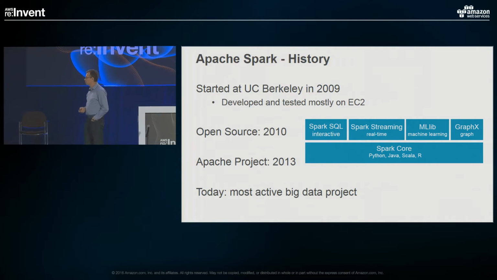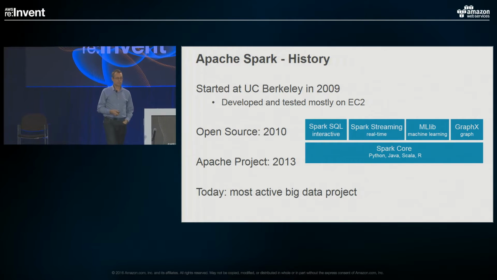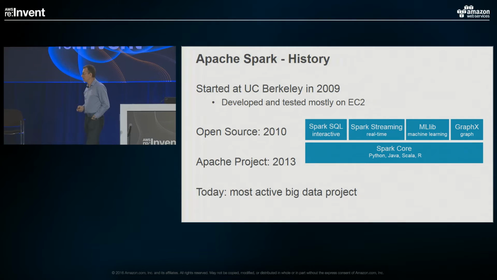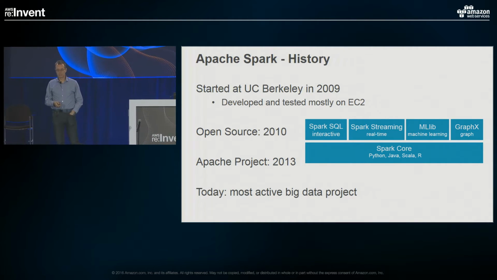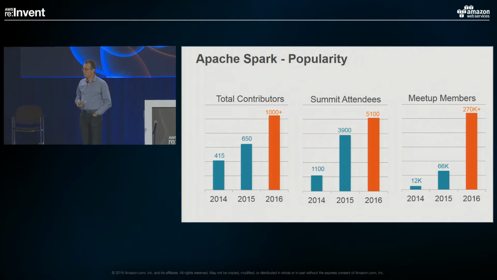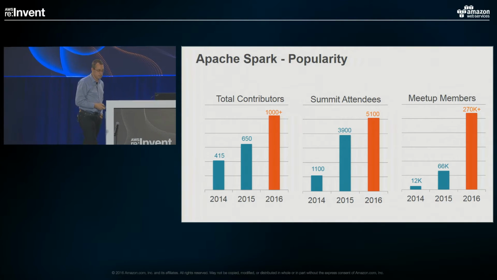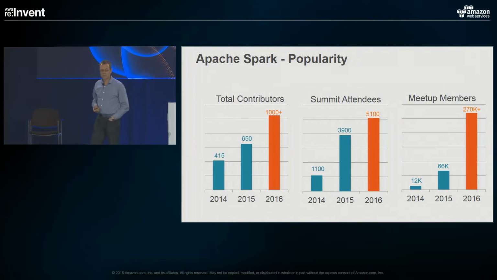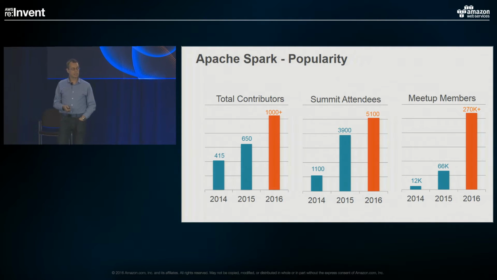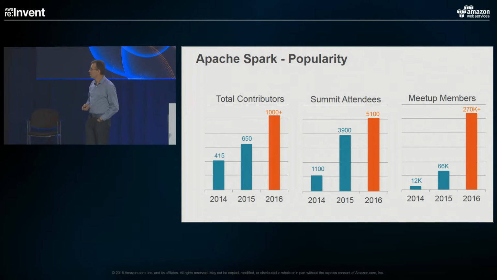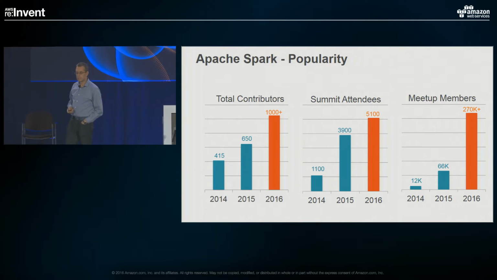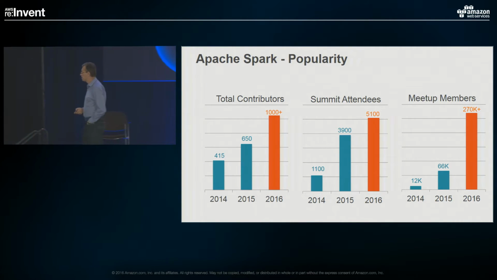It became open source in 2010, and then it became a top Apache project in 2013. And today, it's the most active big data project. It's growing very fast, and by most metrics, the growth is accelerating. So it is nowhere near slowing down. So here are some numbers. The number of contributors has increased by almost 50% since last year.